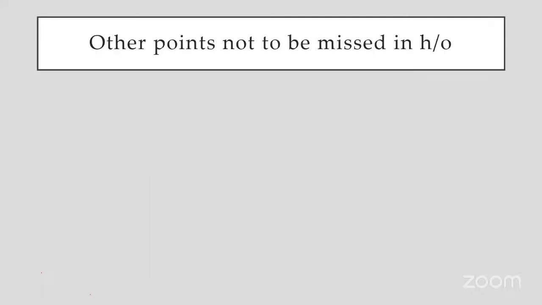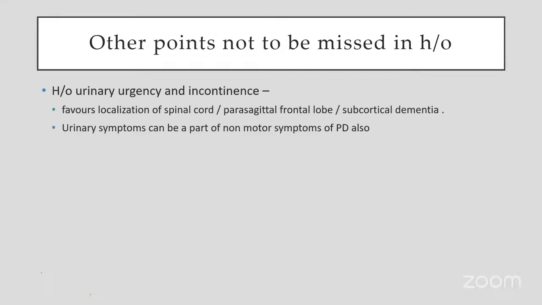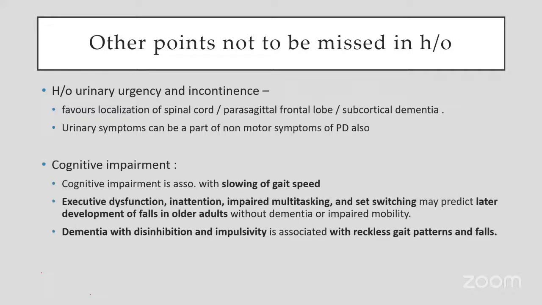So other points which should not be missed in history are history of urinary urgency and incontinence. This favors localization of spinal cord or parasagittal frontal lobe or subcortical dementia. Urinary symptoms can also be a part of non-motor symptoms of PD. Cognitive impairment history should not be missed.